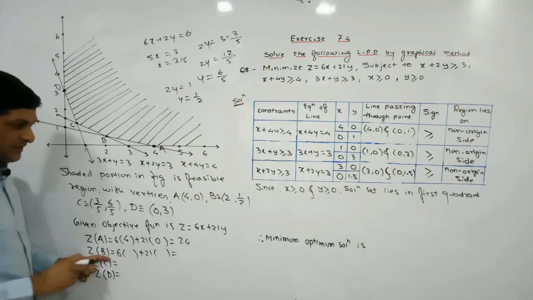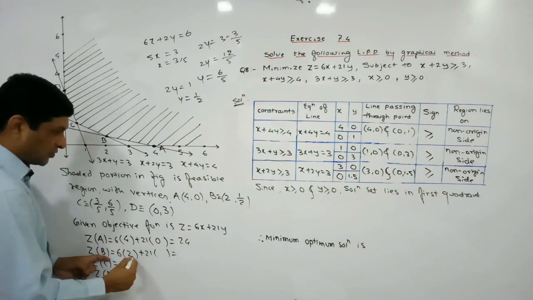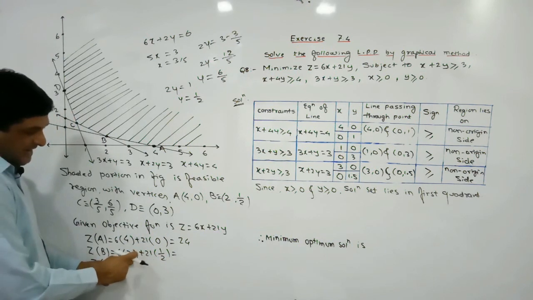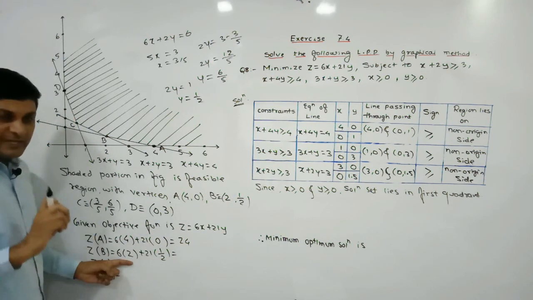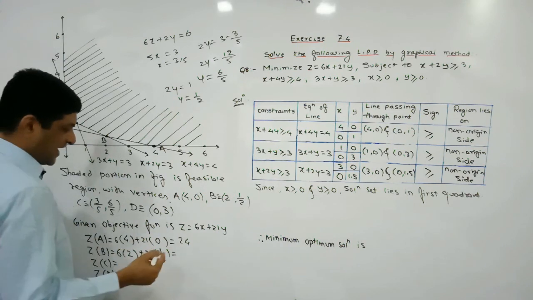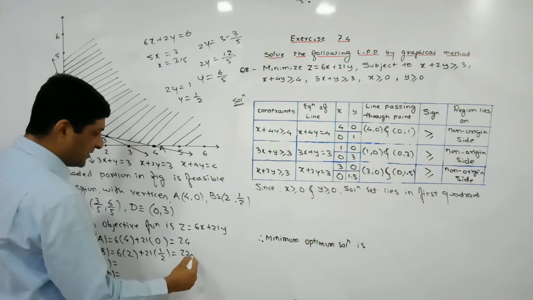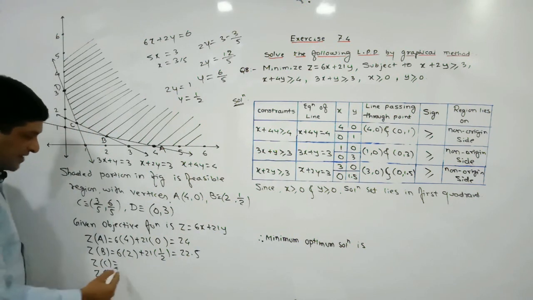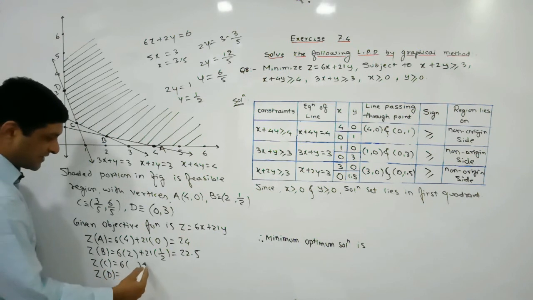Now substitute the coordinates of vertex B, which are 2 and 1 by 2. So here we will get 12 and 21 upon 2 is equal to 10.5. So 12 plus 10.5 will be equal to 22.5.